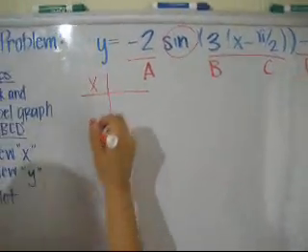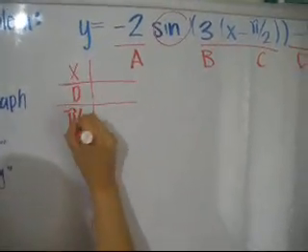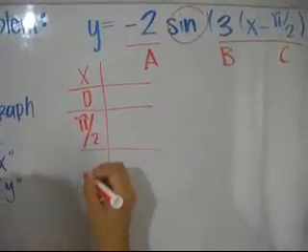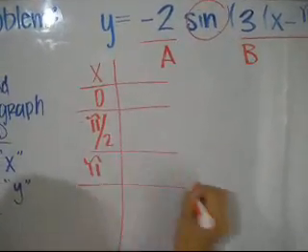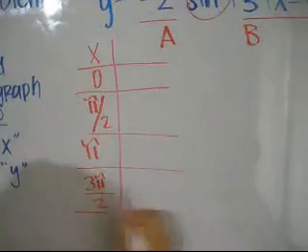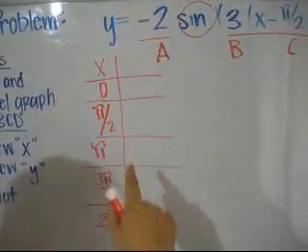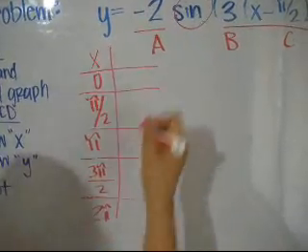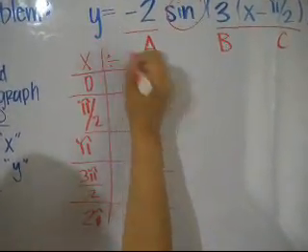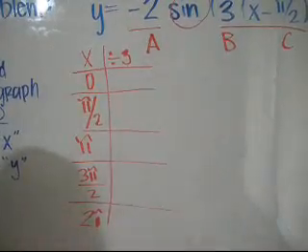The original x coordinates are 0, pi over 2, pi, 3 pi over 2, and 2 pi. And in order to find our new x coordinates, we have to divide by whatever b is. So in this case, b is 3, so divide by 3, and subtract or add the phase shift.